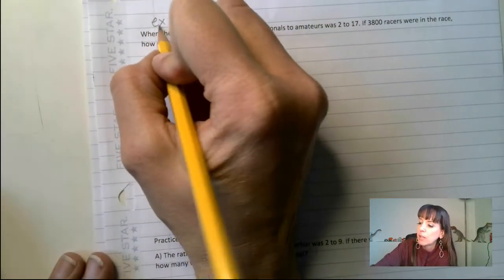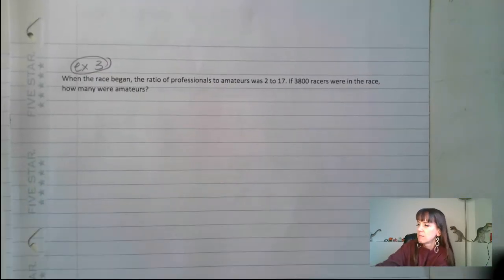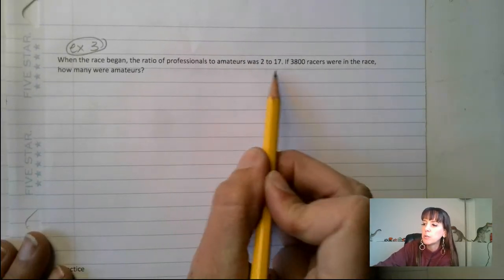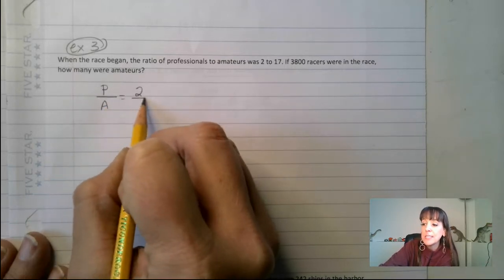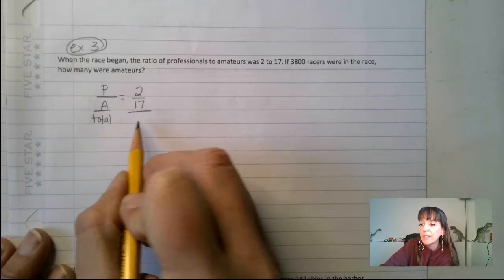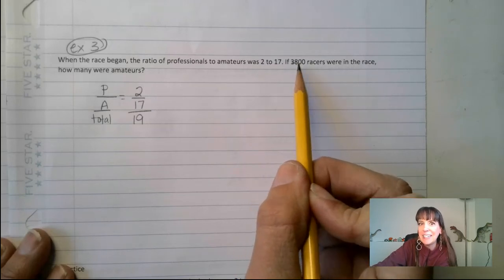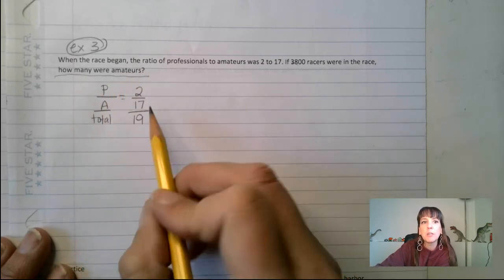Let's take a look at the third example that we have here. Example number 3. When the race began, the ratio of professionals to amateurs was 2 to 17. Now let's go ahead and throw in a total just to make sure. Total, so that gives us 19. If 3,800 racers were in the race, how many were amateurs? So we're going to be looking for amateurs here.